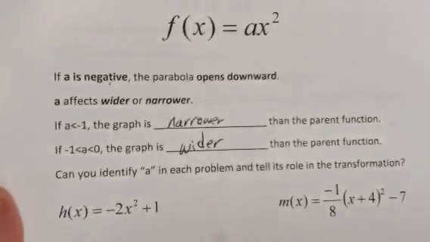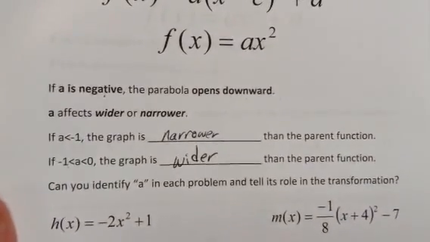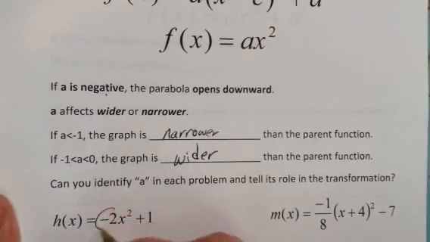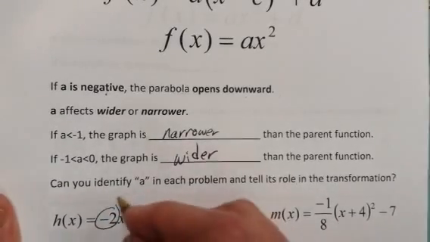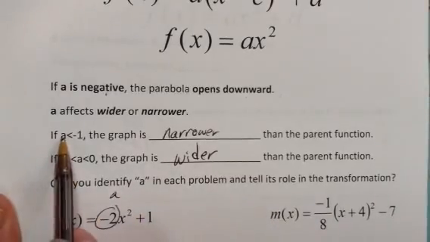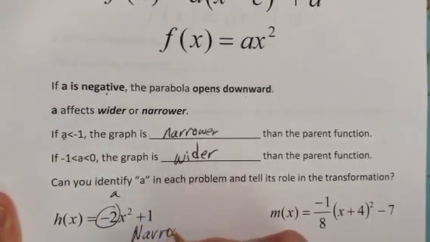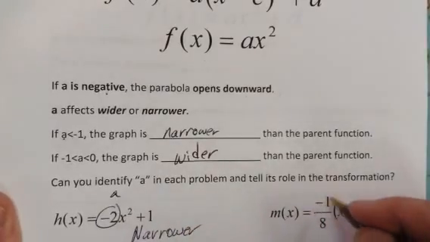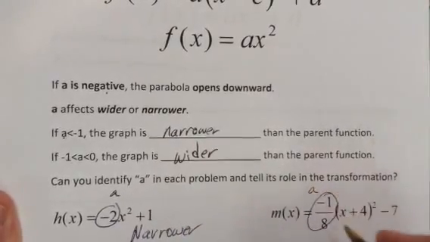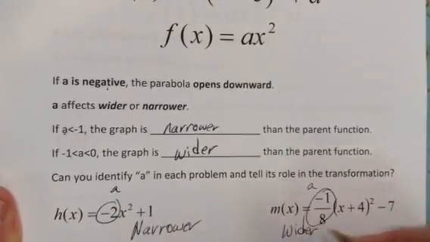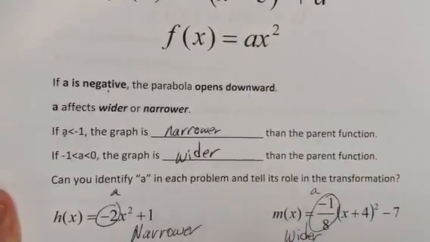So, can we just look at this and see which one is going to affect wideness and narrowness? We look right here. A is -2, and -2 makes sense right here. This one's going to be narrower. And over here, A is -1/8. That makes sense right here. This guy's going to be wider. Okay, so those are the effects of A.